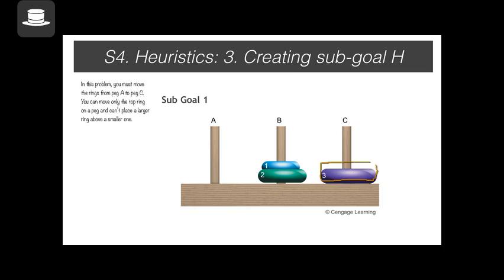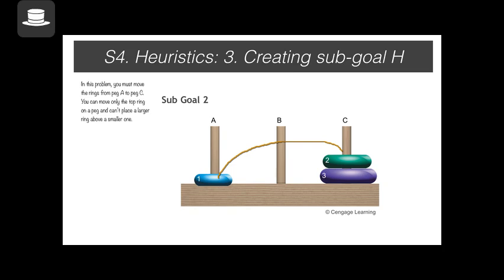The second sub-goal is to move the second ring here. Right? Well, easy now, right? You can move the first ring back to A and take the second one and put it here. So sub-goal 2 would look something like this. Sub-goal 3 is pretty easy now. You have to move the third one here. So the creating sub-goal heuristic is actually dividing the bigger goal into smaller manageable things and working on the individual goals individually till you find the entire solution.